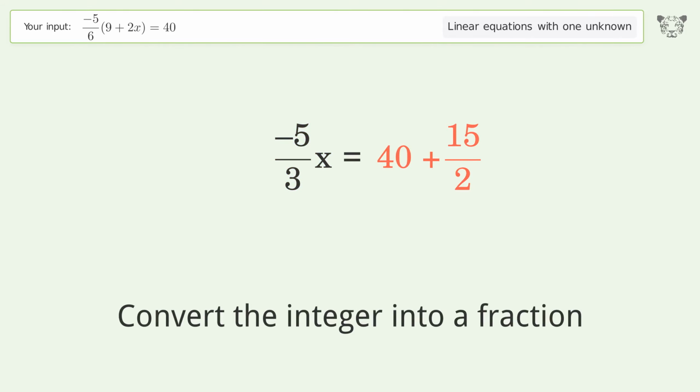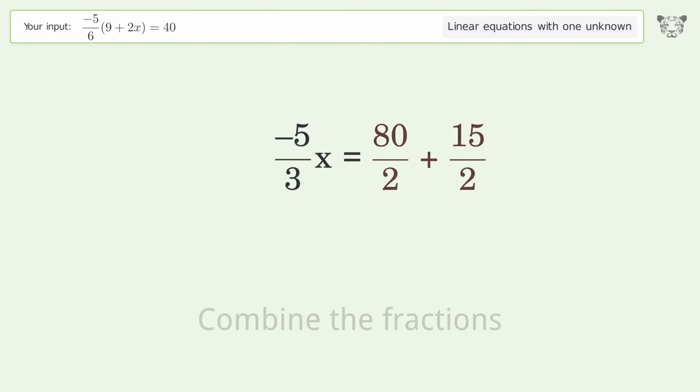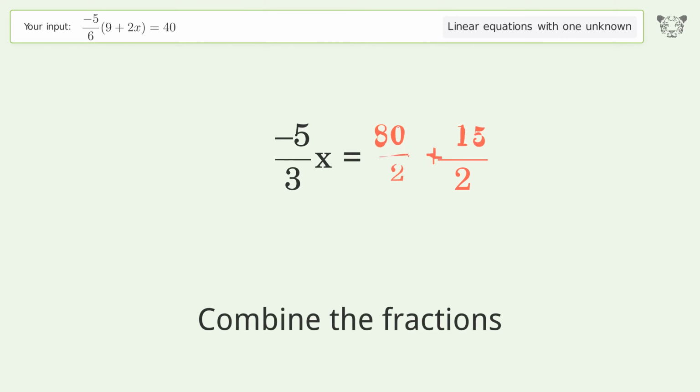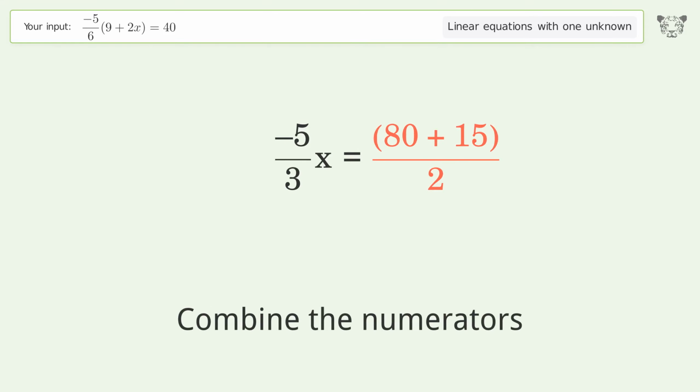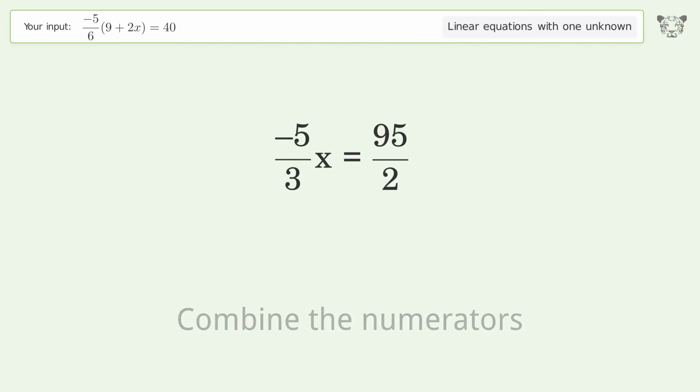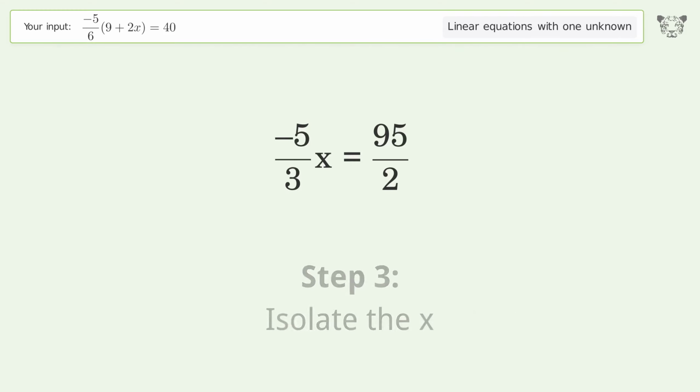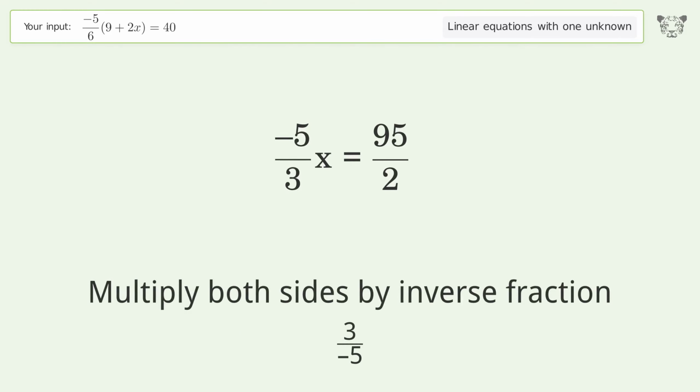Convert the integer into a fraction. Combine the fractions. Combine the numerators. Isolate the x. Multiply both sides by inverse fraction 3/5.